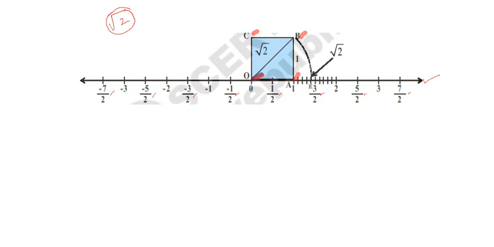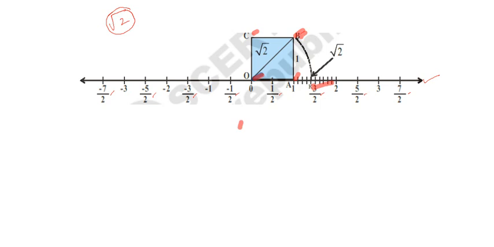After that, with O as center and radius OB, draw an arc to intersect the number line at K. That K represents root 2. How? Here you may observe, from O to A we have taken 1 unit. The distance from O to A is 1 unit.